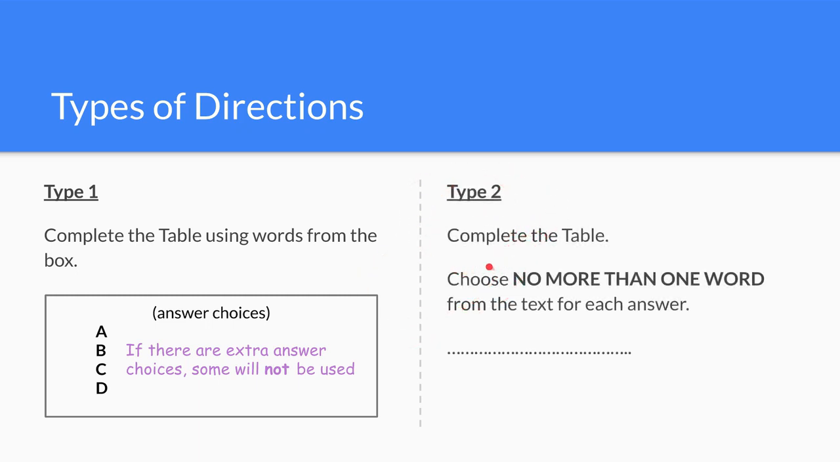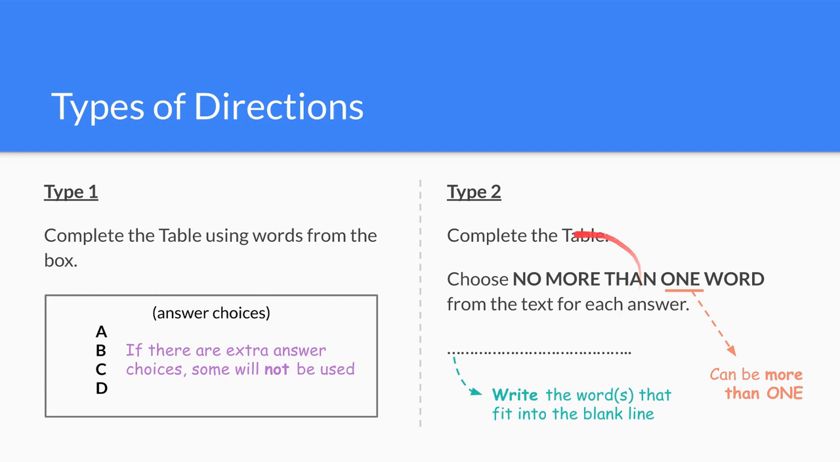Now here's the second type of direction. You may be asked to complete the table by filling out the blank, by writing out the answer. In this case, it's going to tell you how many words you can write. In this case, you cannot write any more than one word. If you write more than one word, it's going to be marked wrong. So you just have to write the answer in this blank line. It might be a word or it might be a number. The directions are going to tell you that.